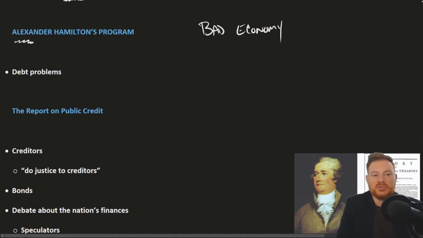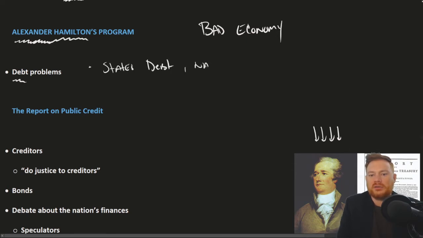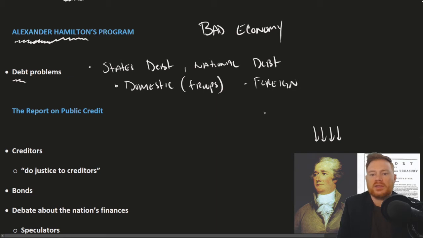And the person responsible for solving this economic issue is Alexander Hamilton, who you see pictured right here as the Secretary of State. Now, there are a number of debt problems. States have debts. I might say state debt. There's a sort of national debt. There is money owed domestically. Veterans of the war haven't been paid yet. There are foreign nations that haven't been paid back yet. So a lot of debt to go around. A lot of people are owed money, and a lot of people want that money pretty soon.